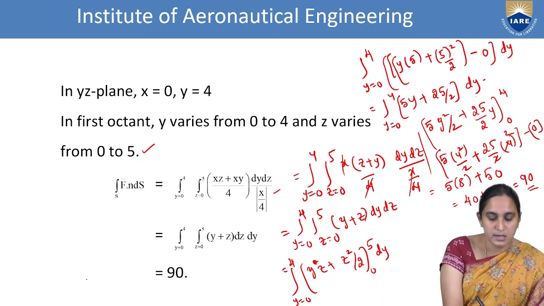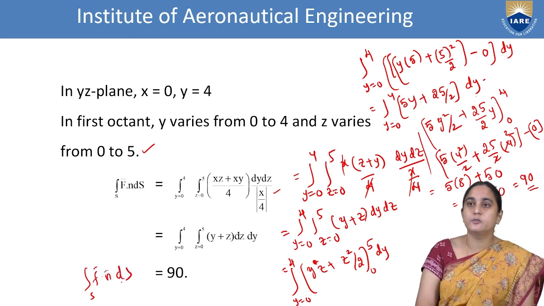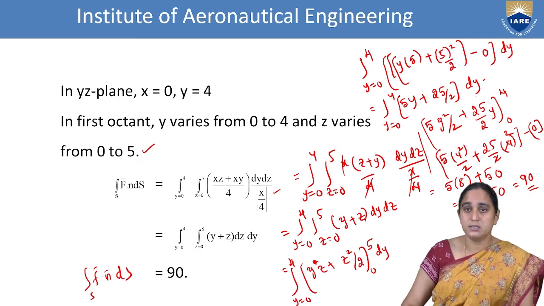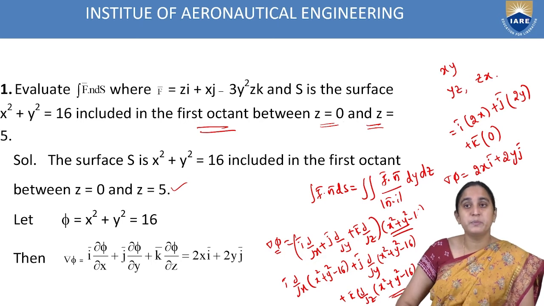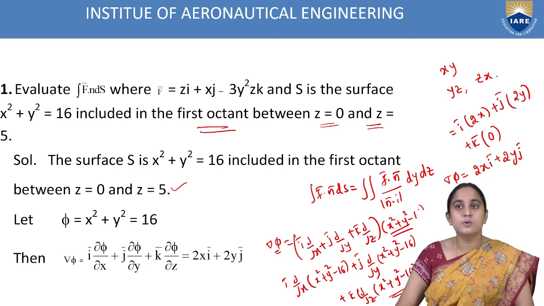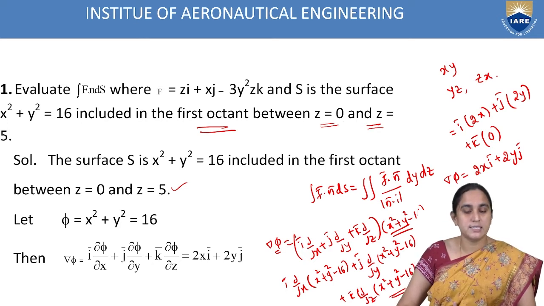Okay. Therefore, the integral over S of f bar dot n bar ds is equal to what? That is equal to 90. This is the first question's answer. Once you observe here, in the given question the surface is included in the first octant between the limits z is equal to 0 to z is equal to 5. For that case, we got the final answer as 90.